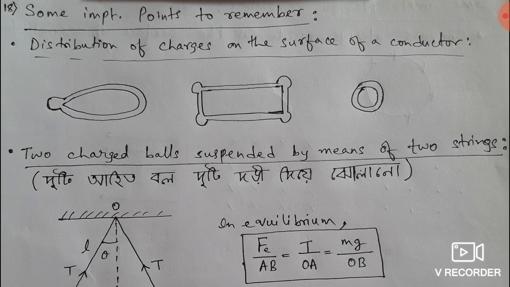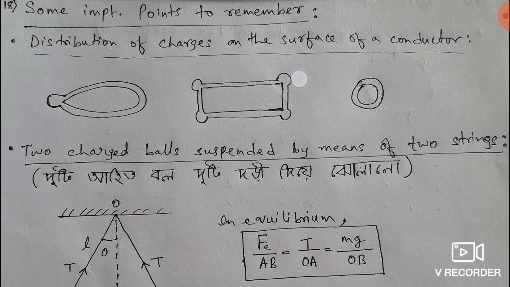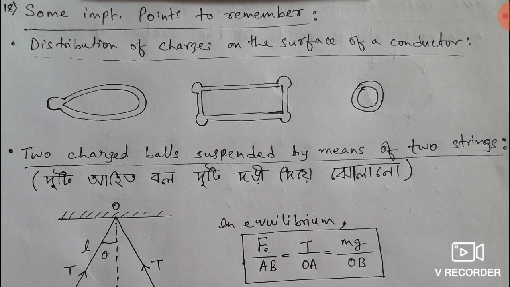And similarly, in the case of a rectangular conductor, when we give charge to it, there will be charge distribution along its body, but at the four tip corners, the charge distribution will be maximum. And in the case of a spherical body, the charge distribution will be uniform.